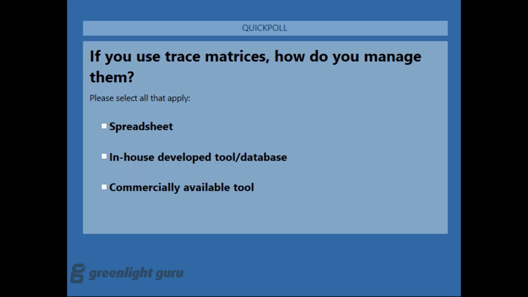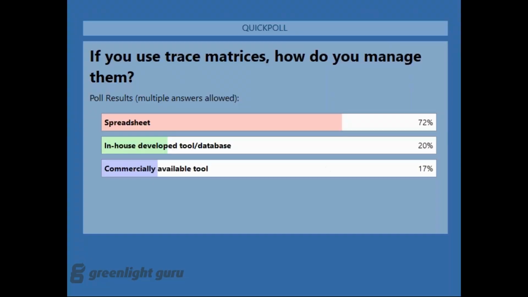All right, responses coming in here. Almost 60% voting. I'll leave it open for another 5-6 seconds here and get the final votes in. All righty, we're gonna shut it down. So we'll share the results here. So it looks like most of you are using a spreadsheet at 72%, 20% have an in-house developed tool or database, and about 17% are using a commercially available tool like Greenlight Guru. Okay.